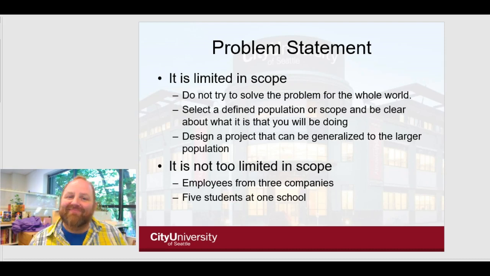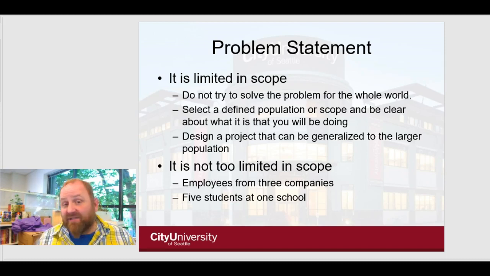Let me back up. Here is some of the advice that we say to make sure your problem statement is limited in scope. Don't try to solve a problem for the whole world. Select a defined population, a population that you have access to, that are in your field that you're going to be able to get to.